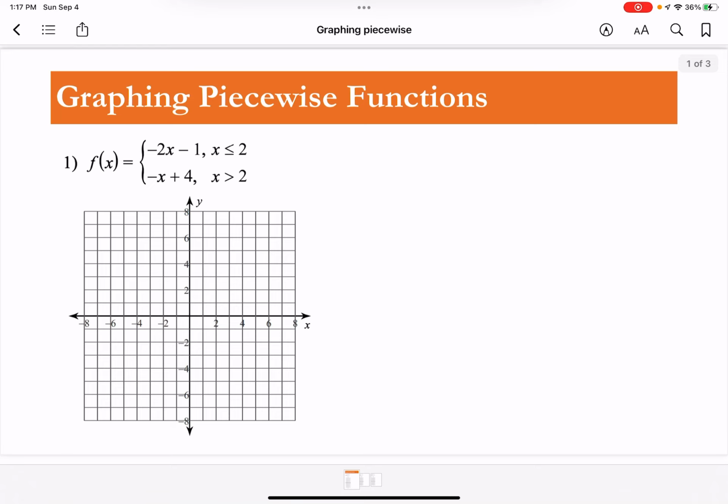Ito ay extension po ng aking lesson kanina na ginawa na piecewise functions problems. Ngayon naman, we will be graphing some piecewise functions. And the given function for number 1 is f of x equals negative 2x minus 1 if x is less than or equal to 2, and negative x plus 4 if x is greater than 2.